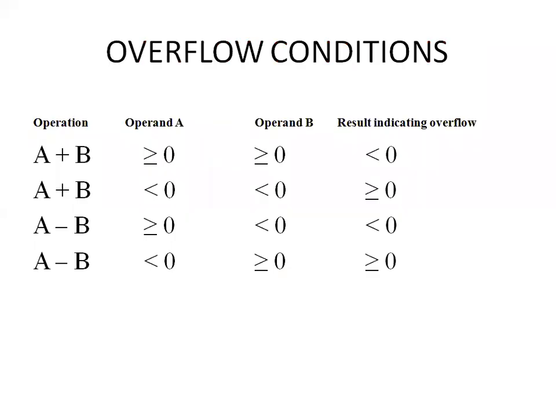So what is meant by greater than or equal to 0? If the number is greater than or equal to 0, it is said to be a positive number. When the number is less than 0, we can say it is a negative number, as we all know. So here we have 4 cases that cause overflow conditions. Take the first one, A plus B.